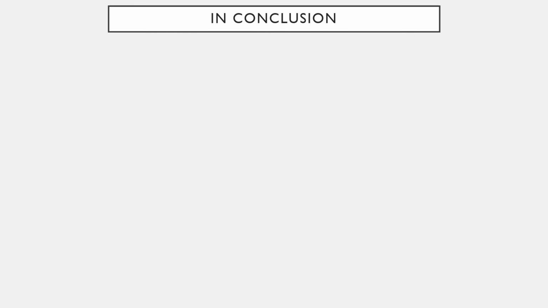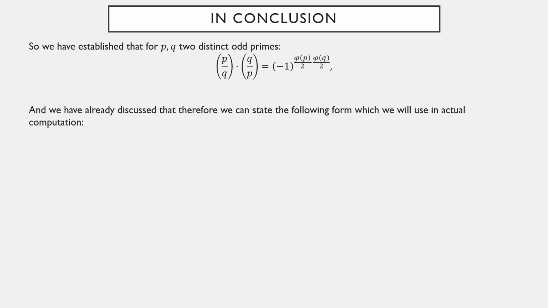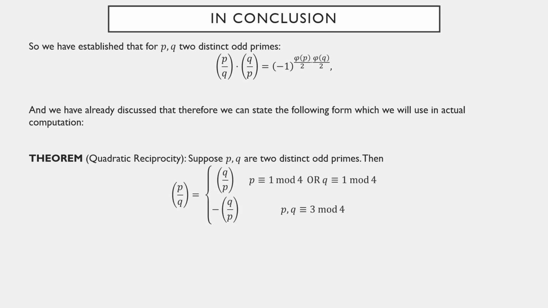So what have we done in total? We've established that if p and q are both odd, both prime, both different from each other, here's the law of quadratic reciprocity. But we already discussed that we can have the following form that we're actually going to lean on more frequently. p and q, both odd, both prime, both different. Then the two Legendre symbols p over q and q over p are equal to each other if either of the primes is equivalent to 1 mod 4, but they are opposites of each other if both of them are equivalent to 3 modulo 4. And this is the version that we'll actually use in practical computation.